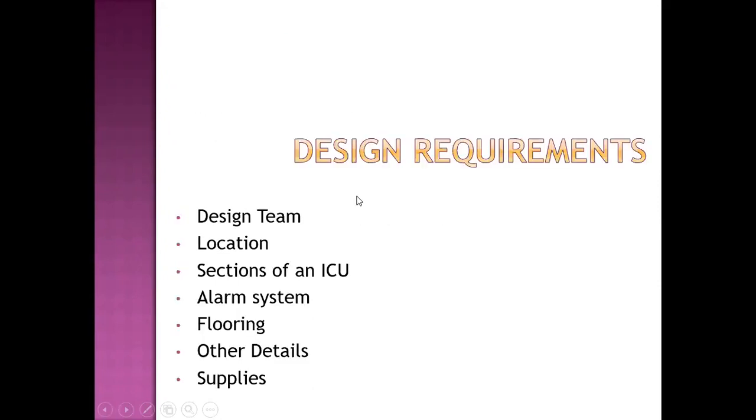First of all, I will talk about design requirements and then I will talk about key performance indicators for management of critical care unit. In design requirement, I'll talk about design team. I'll talk about location of critical care unit in a hospital. I will talk about sections of an intensive care unit. I'll talk about alarm systems, flooring, other details, and supplies.